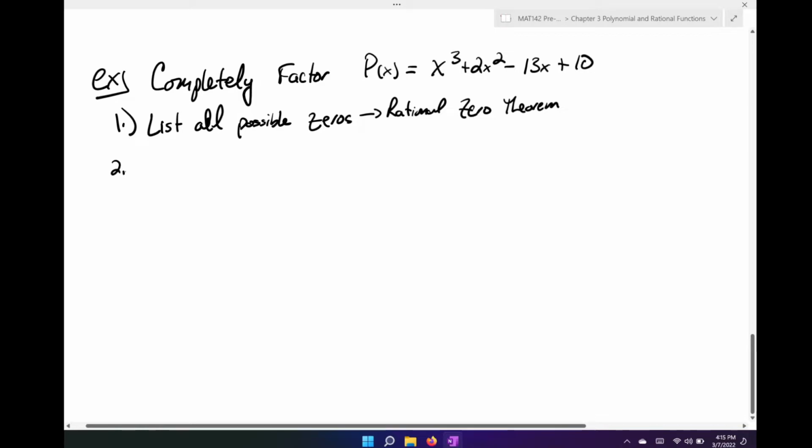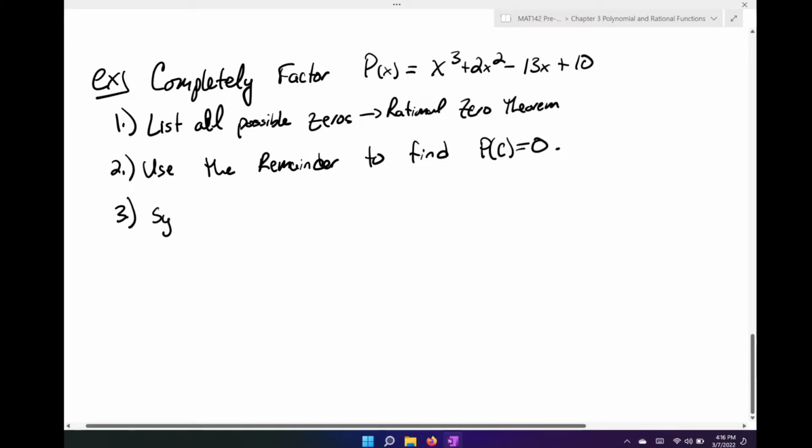Second, use the remainder theorem to find P of C equals 0. In other words, find values of C such that when you substitute it in, you get 0. These will be your possible zeros. Step 3, synthetically divide.